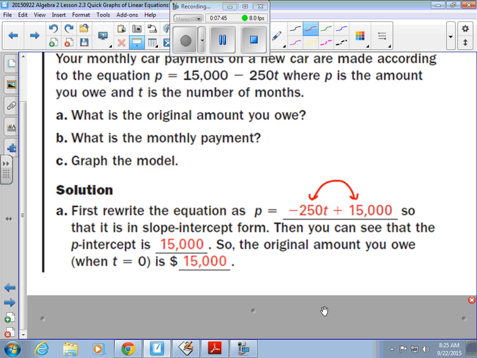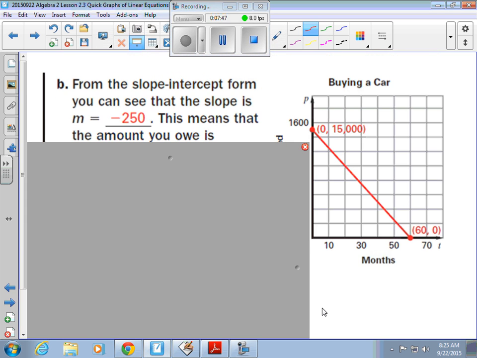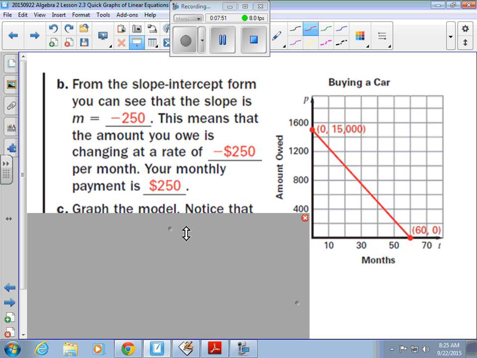The second question says, what is your monthly payment? It's going down 250. Your slope is 250. So your monthly payment is 250 bucks. And then graph it. Well, mx plus b, b's value is 15,000. So go ahead and put your point at 15,000.